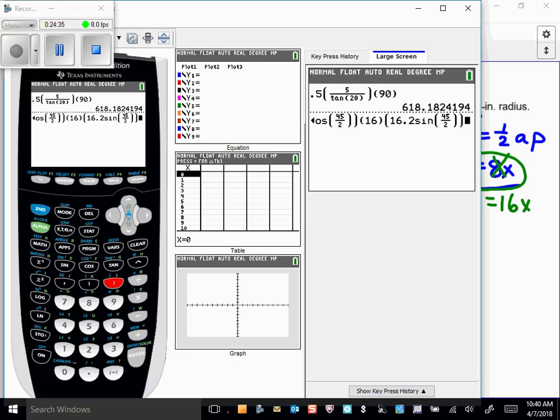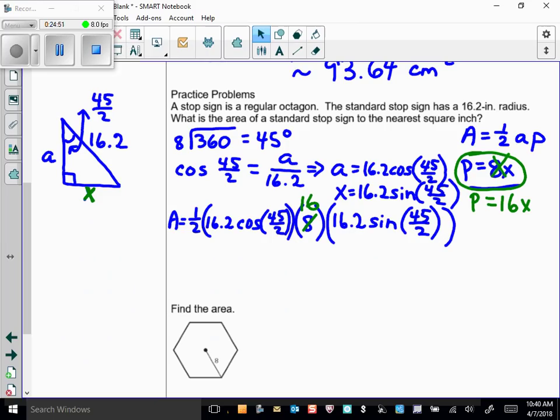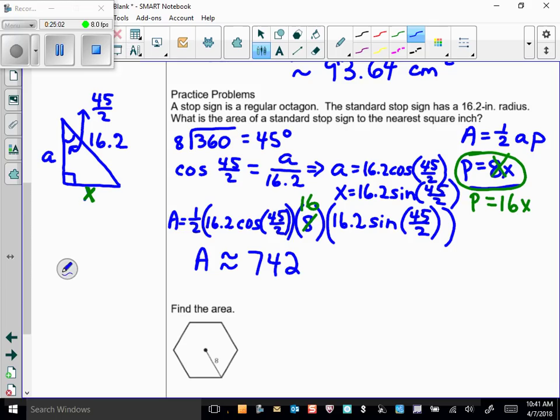So wow, I think that's it. Now what's going to happen, guys, when I hit my enter button, if I get an error, it's probably because I messed up with my parentheses. Let's see if I did. Oh no, I don't think I did. What I got is 742.29. What did they ask me to round to? The nearest square inch. So I'm just going to say the area here is approximately 742 square inches. So, hey, somebody Google that and see if that really is about the size of a standard stop sign. I don't know where I found this problem, but I hope it's realistic.